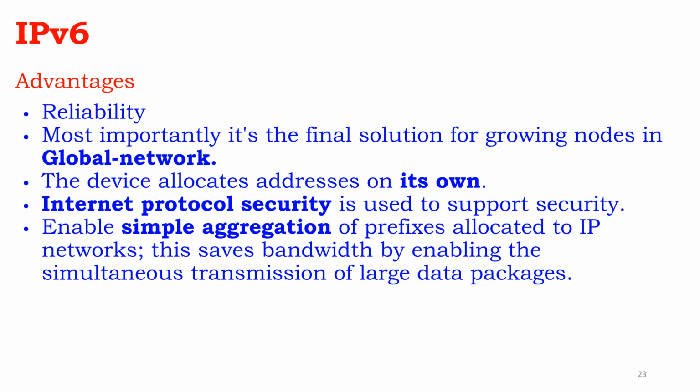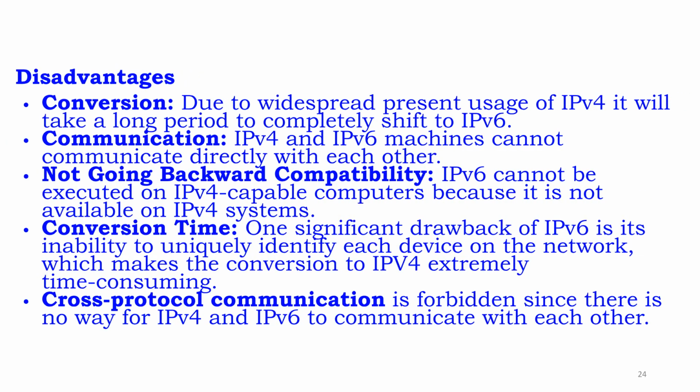IPv6 offers advantages like faster speeds through multicast instead of broadcast, stronger security with embedded IPsec, and improved routing efficiency. Additional advantages include reliability, being the long-term solution for global network growth, device self-configuration, security support through IPsec, and simple aggregation of prefixes for bandwidth savings.